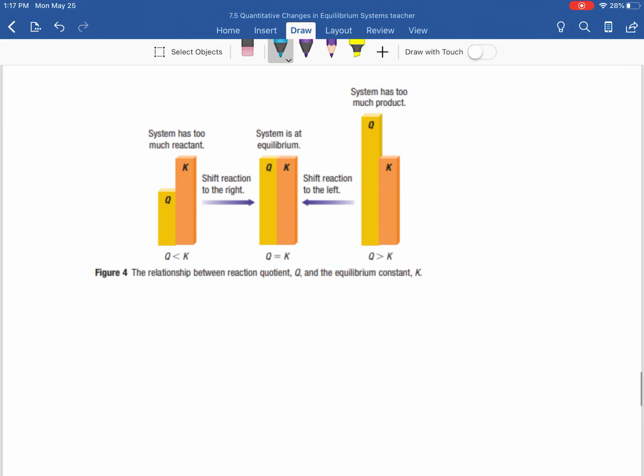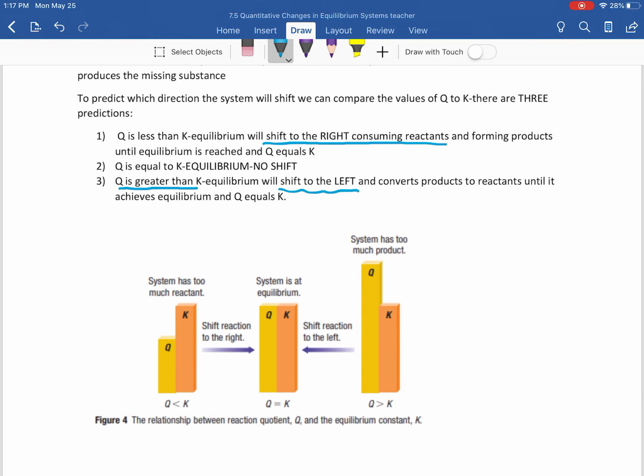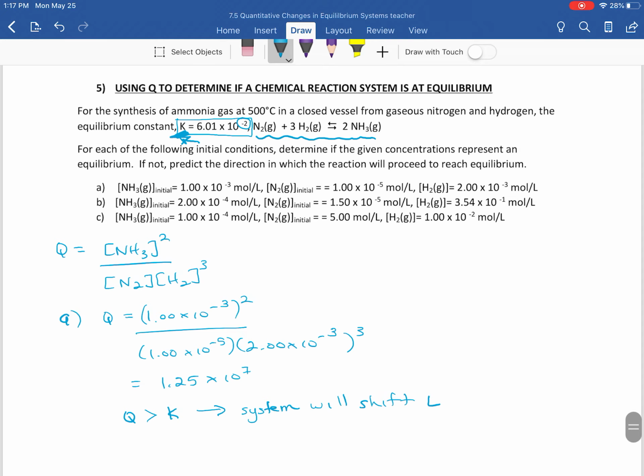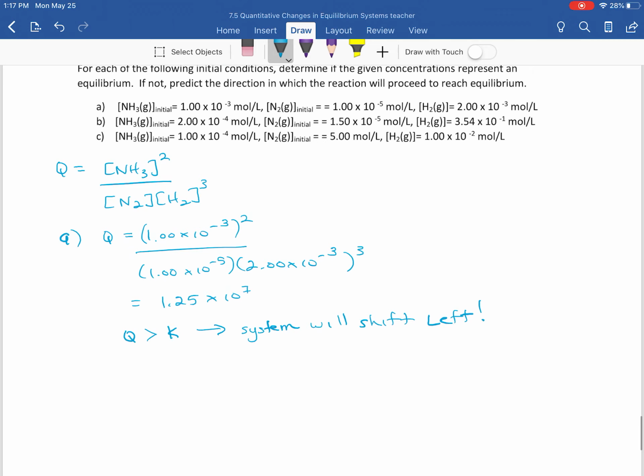Since Q is bigger than K, my system is not at equilibrium. And since Q is greater than K, the system's going to shift to the left, because you've made too much product. Think about it: if my Q is that big, that means it went really forward. So according to Le Chatelier, I've got to shift to the left to use up that product.